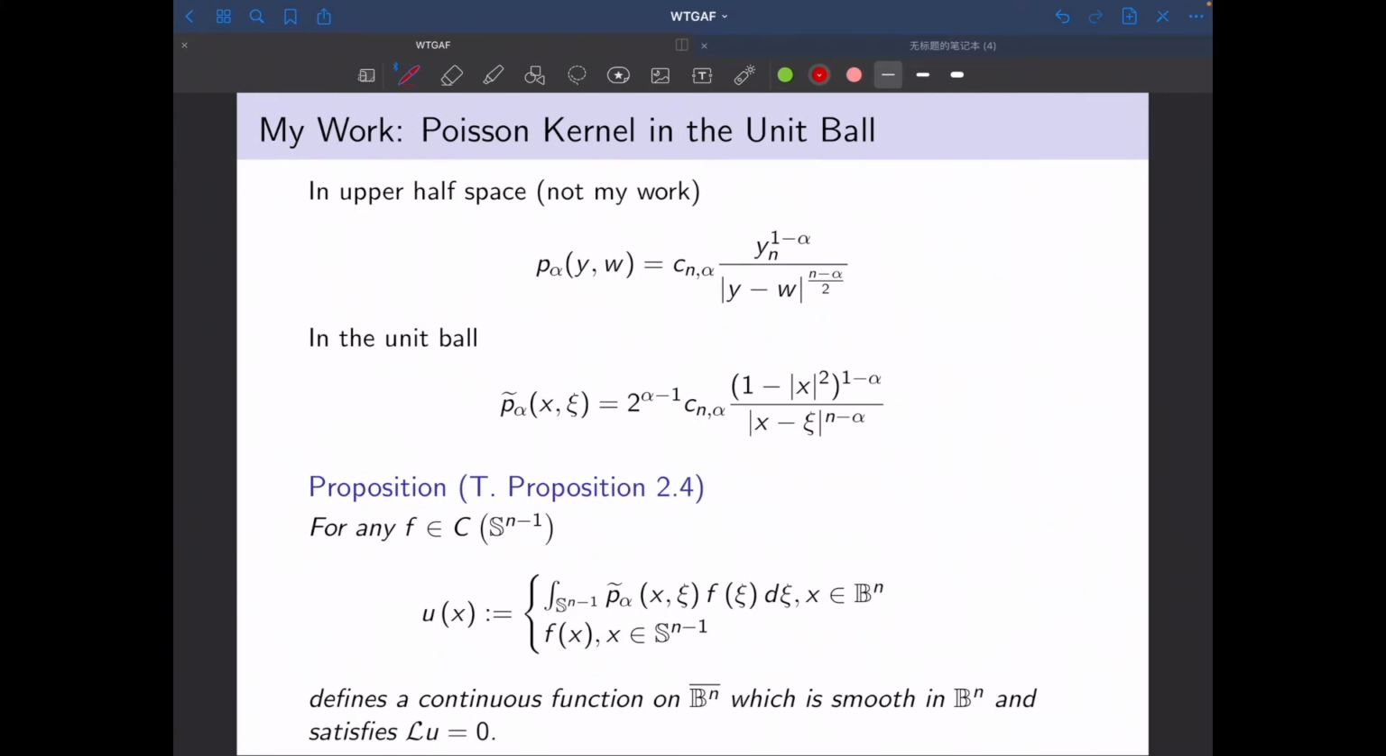And then I transformed the Poisson kernel in the upper half space to a function in the unit ball, which has the explicit formula over here. And I proved that this Poisson kernel can help us solve the equation L u tilde equals 0 in Bn, and also u tilde equals f on S n minus 1. And the proof is similar to the classical result for the Poisson kernel for Laplace equation.